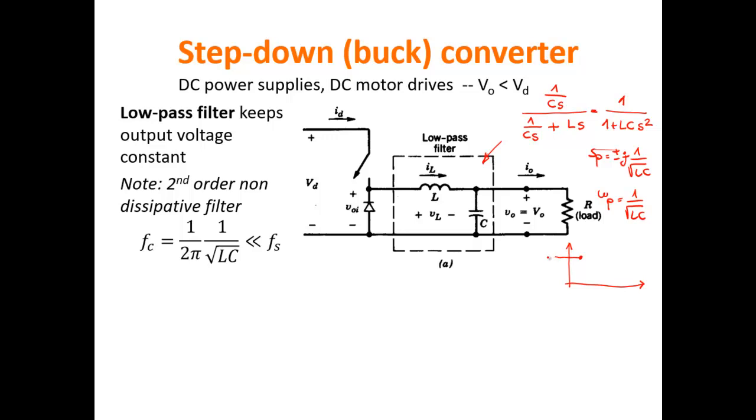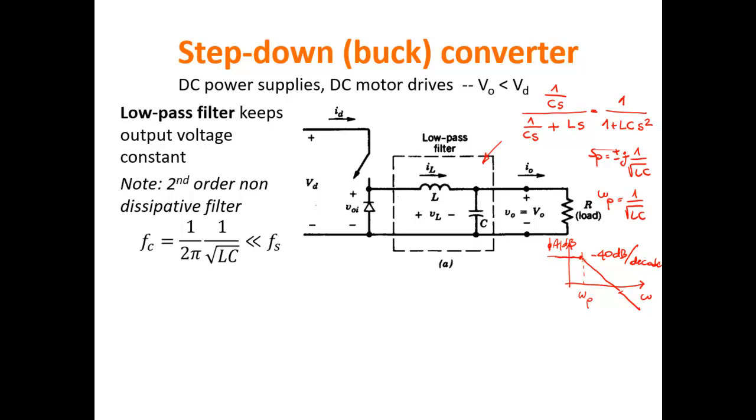Before, if this is omega and this is the amplitude in dB, what you have is that up to here the transfer function is constant. In correspondence of omega p you have two poles acting, so this is going down with minus 40 dB per decade. So it's a simple second order low pass behavior.